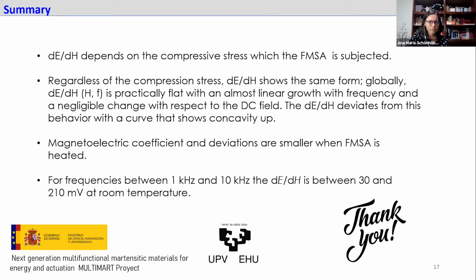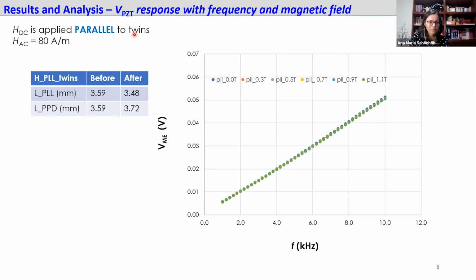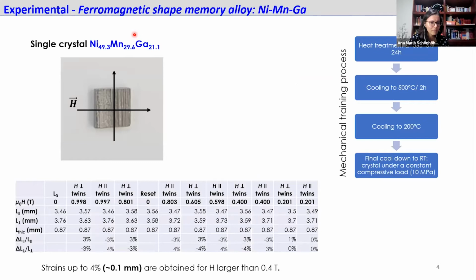Oh, there is one question from Purnima. Oh, yeah, I have a quick question. You showed that there's a different behavior depending on whether the field is applied along the twins or perpendicular to them. Is one of these behaviors desired? Which one is preferable?